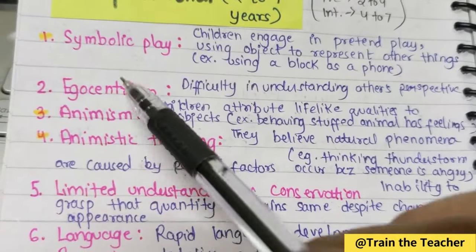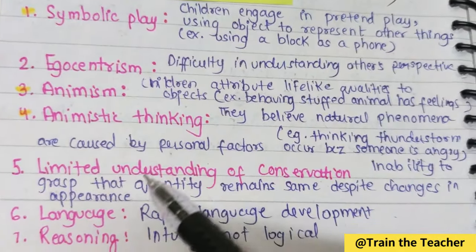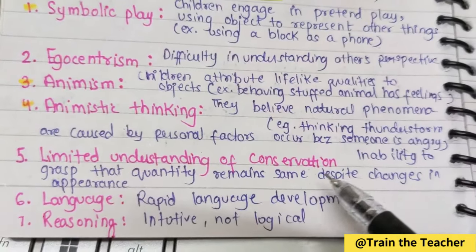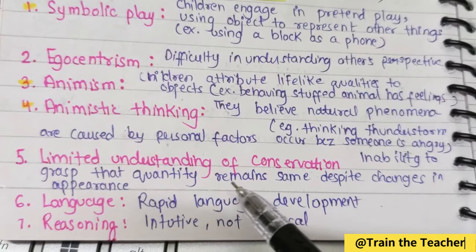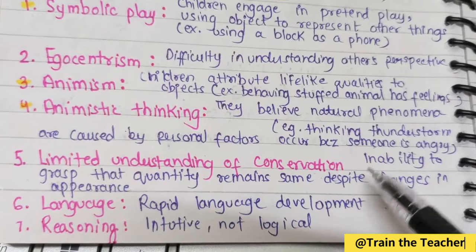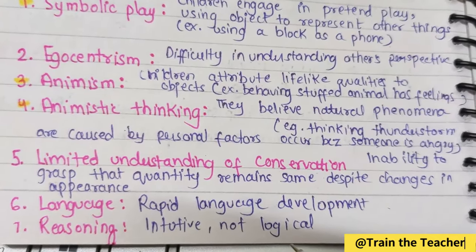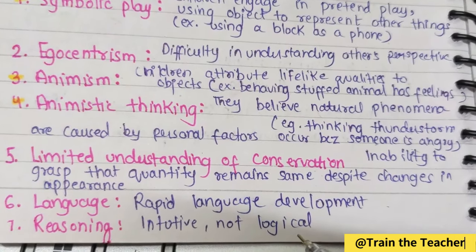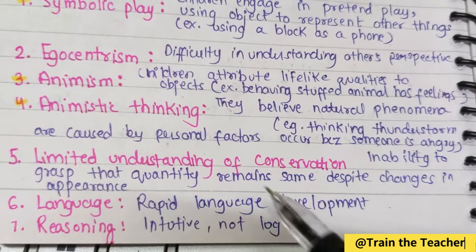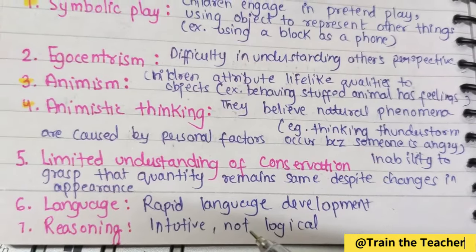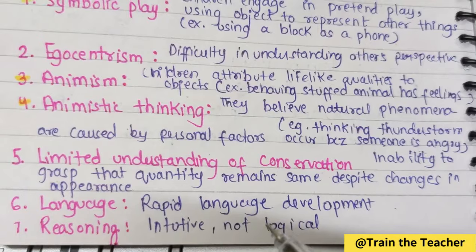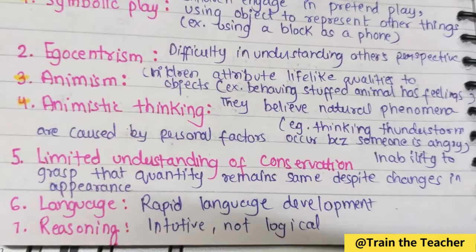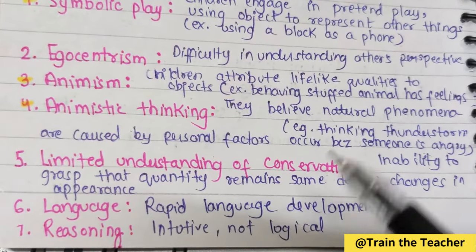Now in intuitive one, we've already talked about egocentrism. Next is limited understanding of conservation. For an example, inability to grasp that quantity remains same despite changes in appearance. Okay, so even if let's say there is a row of 6 coins, they remain the same even if they're spread out. So it's like that. Amount of liquid remains the same even if it is poured in different container.